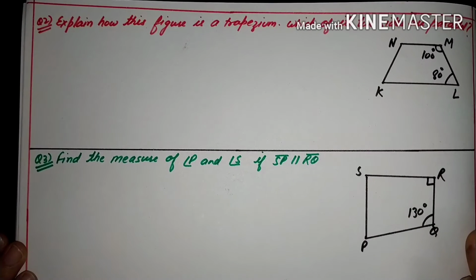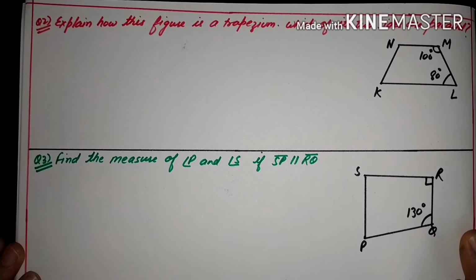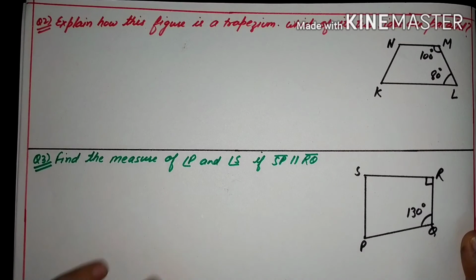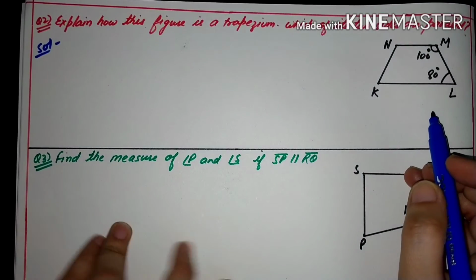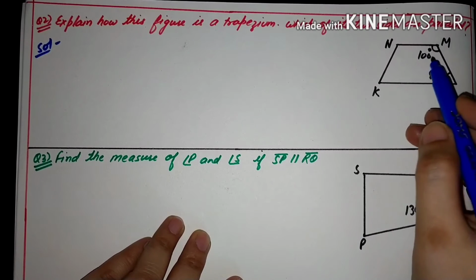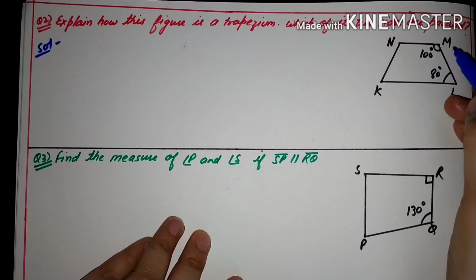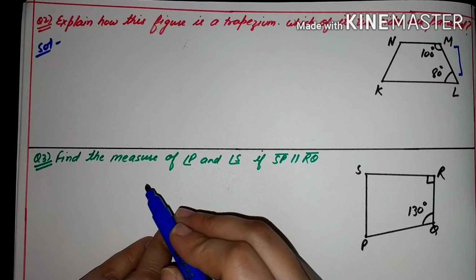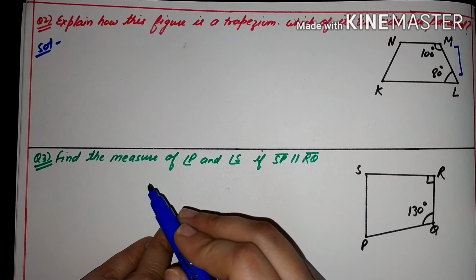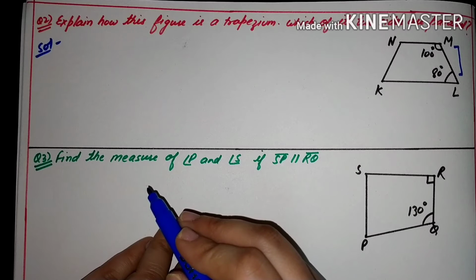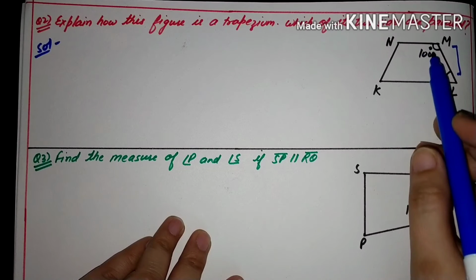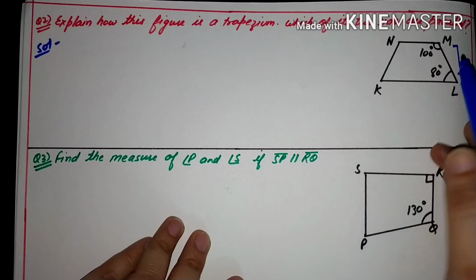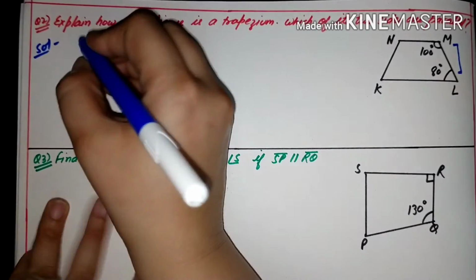Question number 2 now. Explain how this figure is a trapezium and which of its two sides are parallel. So if we want to prove that a pair of lines are parallel, we have to check the sum of these two angles, because these are forming the interior angles on the same side of the transversal, or we can say these are the co-interior angles, and we know that if the pair of co-interior angles are supplementary, then these lines would be parallel. So you can see here angle M plus angle L.